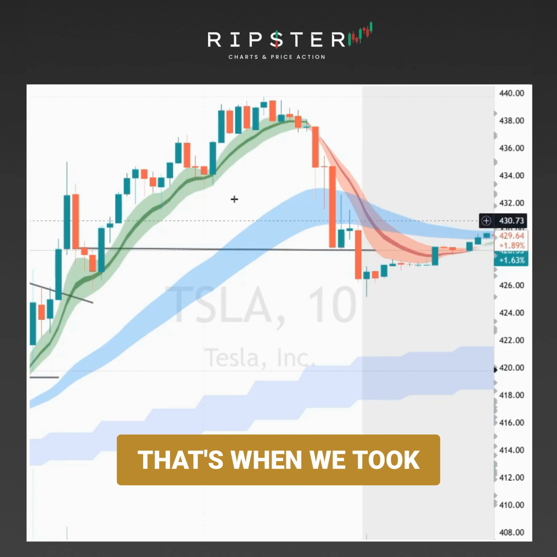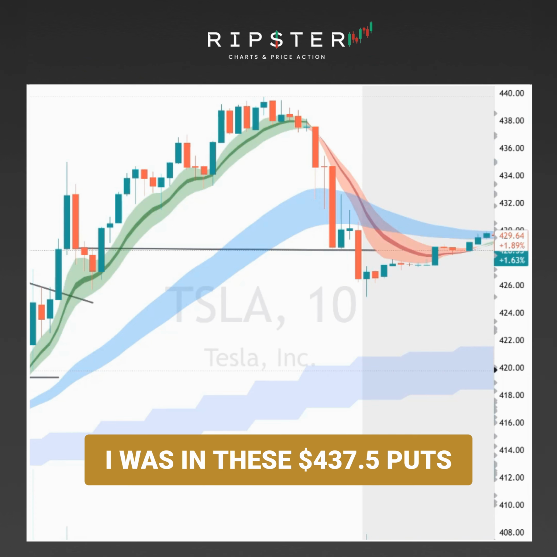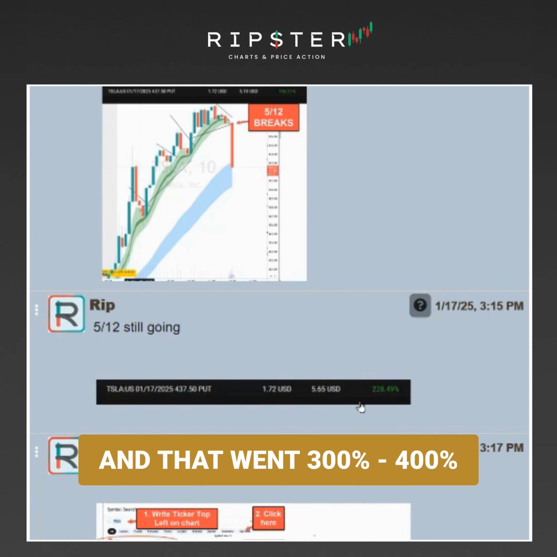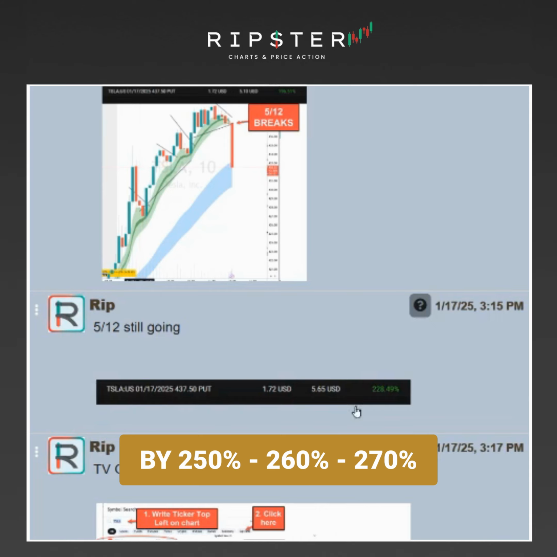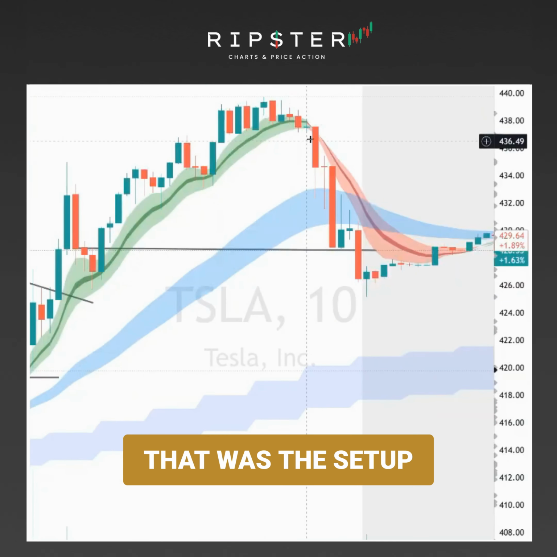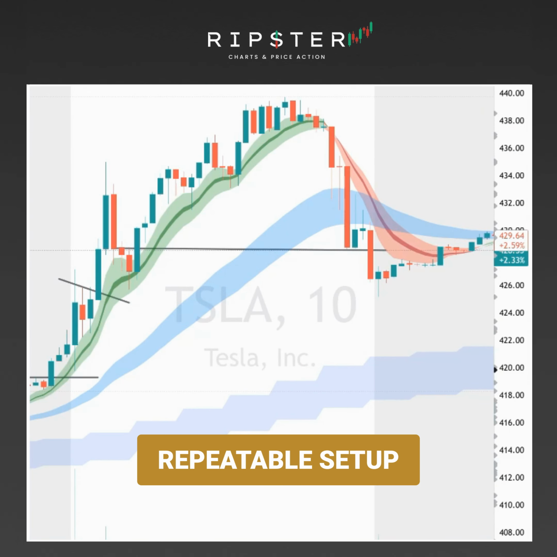When the 512 broke, that's when we took short as well. I was in these 437.55 puts, and that went 300, 400%. I was out most by 250, 260, 70%. I took it. That was the setup right here on the 512s. So guys, repeatable setup all day long, multiple long trades, the whole community banked.